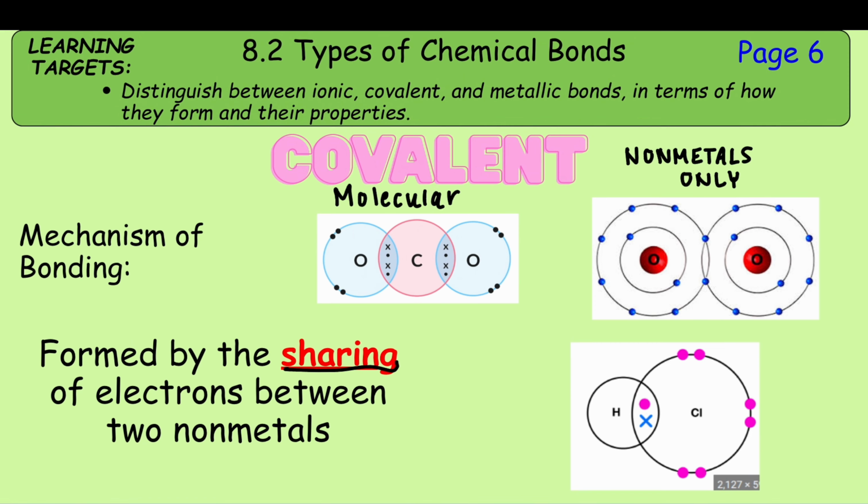This is an example of what carbon dioxide would look like. A carbon atom is sharing electrons with two oxygen atoms. Here we have an oxygen molecule, so diatomic oxygen, where the two oxygen atoms are sharing electrons between the two. And then lastly, down here, we have hydrogen chloride, or HCl, where the electrons are being shared between the two. So for covalent, it's just the sharing of electrons between two nonmetals.